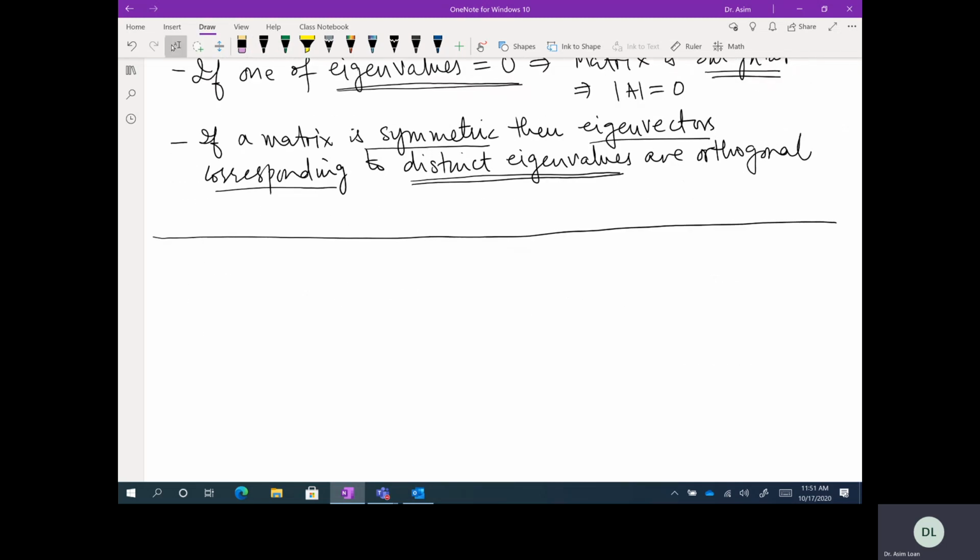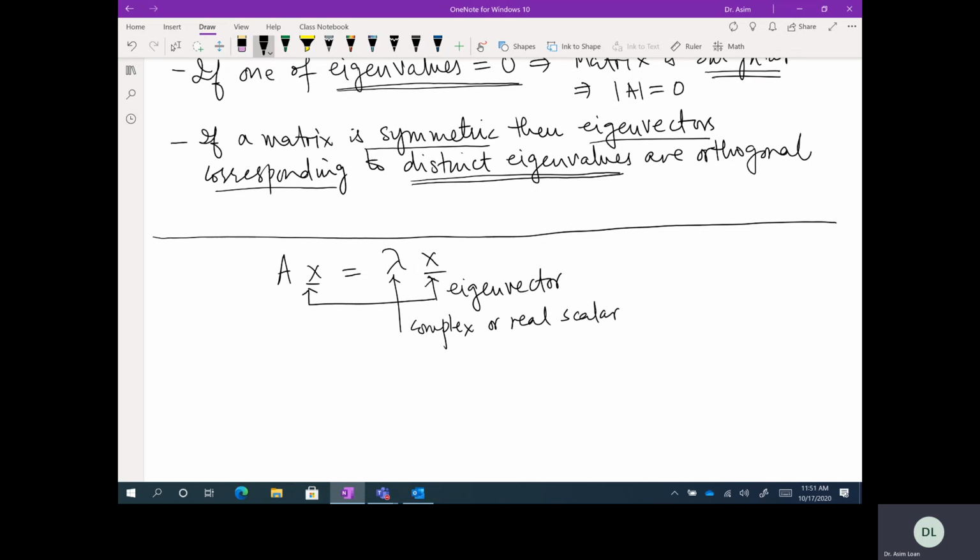Okay, so let me get back to the eigenvalue problem. The problem is this one: Ax equals lambda x. This is an eigenvector. This is a complex or real scalar, and this is called the eigenvalue.